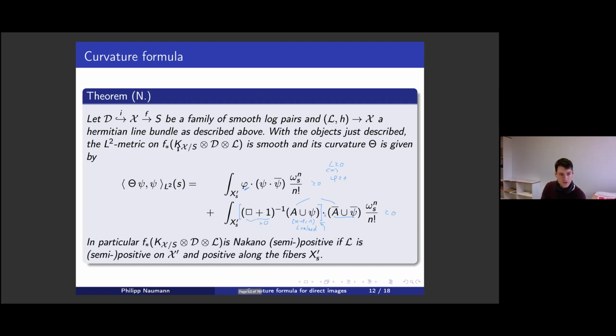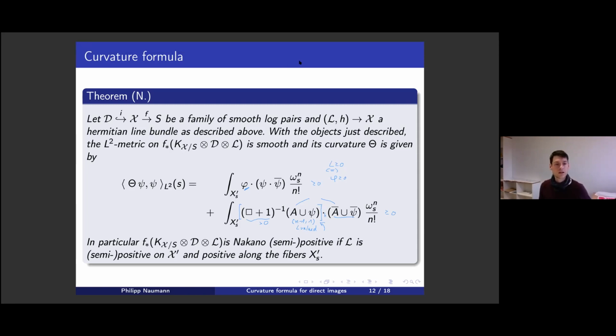The upshot of this is that this direct image is Nakano semi-positive if L is so. If L is semi-positive on this total space and positive along the fiber. So this is just the analog of Berndtsson's result. But of course, with the additional part that in the direct image we twist with this effective divisor D, because these are exactly the two integrable sections. Because the metric has zeros, we can allow for poles for the sections.